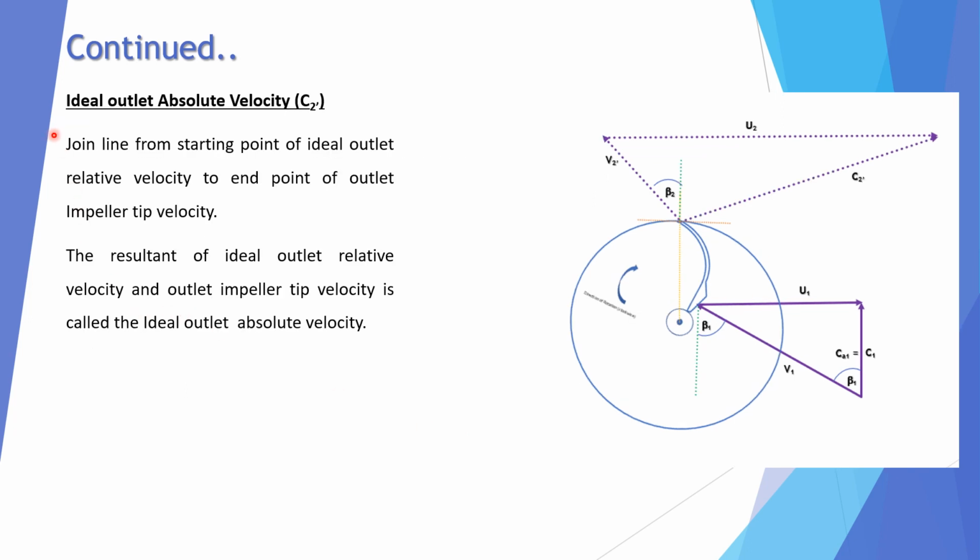Ideal outlet absolute velocity C2 dash. Join the line from the starting point of ideal outlet relative velocity, that is this point, to the end point of outlet impeller tip velocity, this one. So this is C2 dash. So the resultant of the ideal outlet relative velocity and impeller outlet tip velocity is called the ideal outlet absolute velocity.